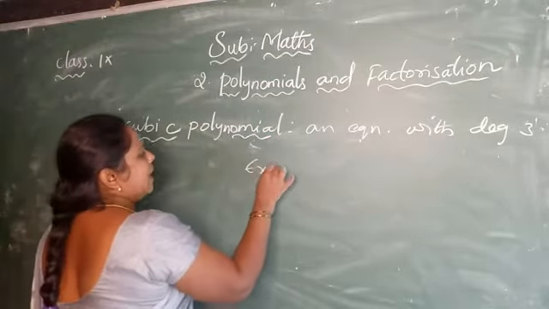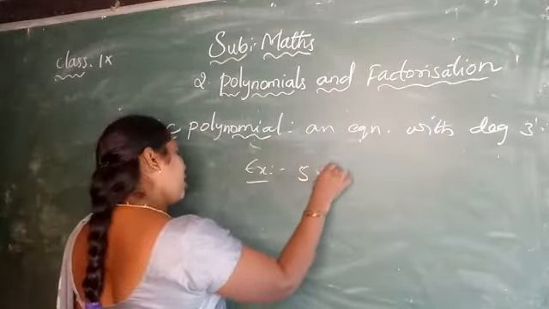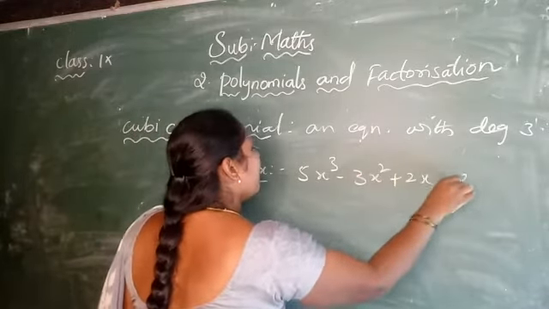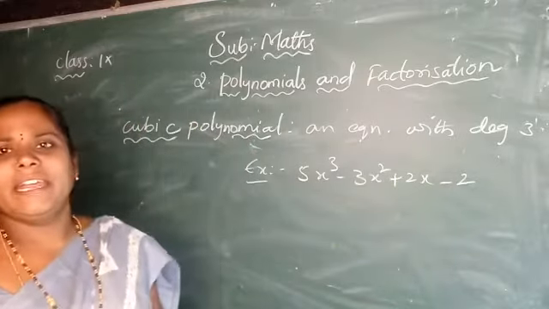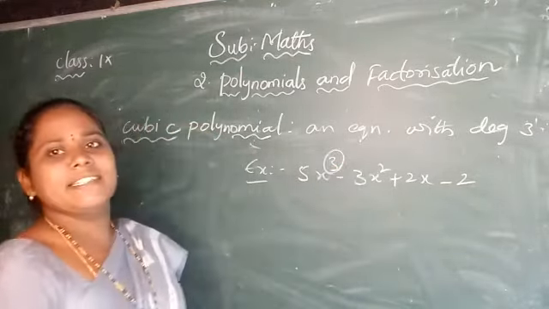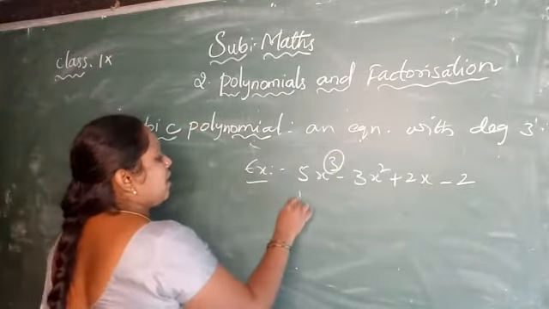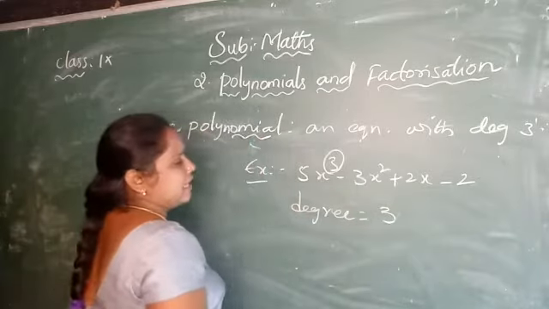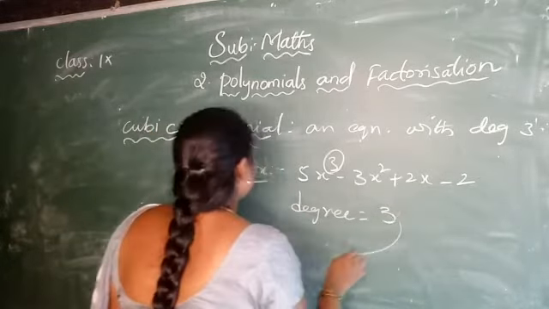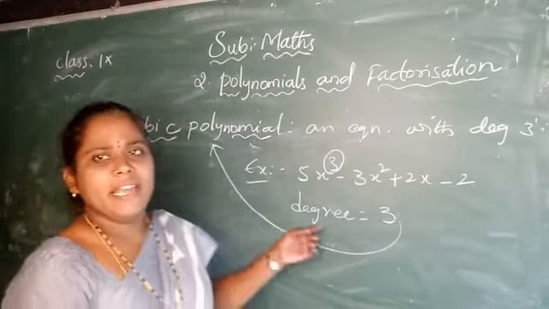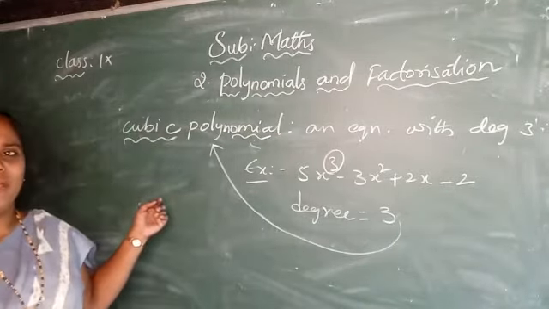Example, 5x cube minus 3x square plus 2x minus 2. So what is the degree here? The highest degree. Here we see 3 as the highest power. So the degree of the equation is 3. If the equation has degree 3, we treat it as a cubic polynomial.